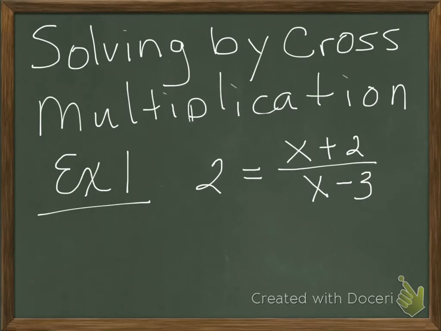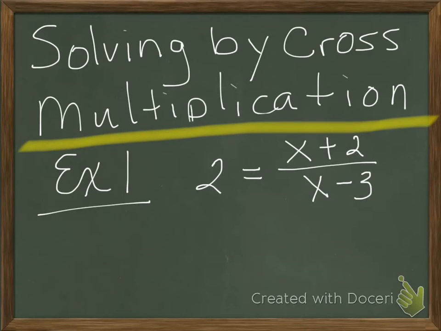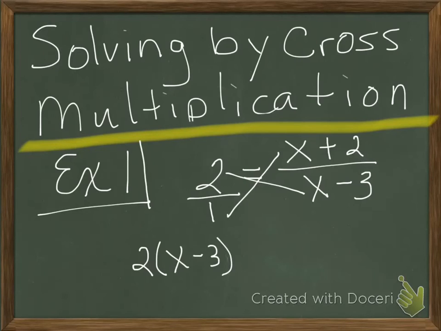When you solve by cross multiplication, you're basically setting up two fractions to cross multiply. So for example number 1, we have 2 equals x plus 2 divided by x minus 3. We can write the 2 over 1 and make it a fraction. And once it's a fraction, we can cross multiply numerator times denominator, left to right, and numerator times denominator, right to left.